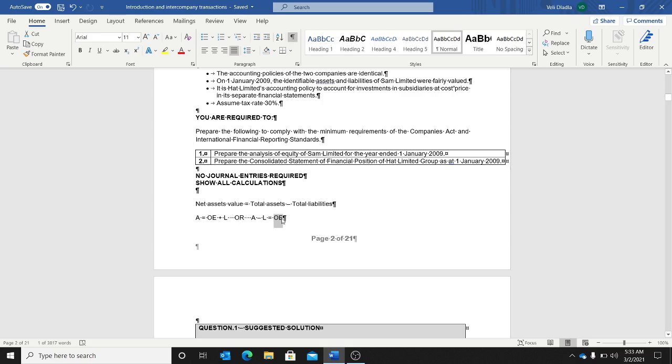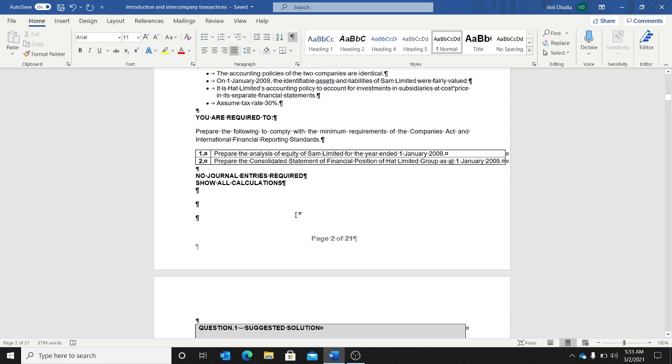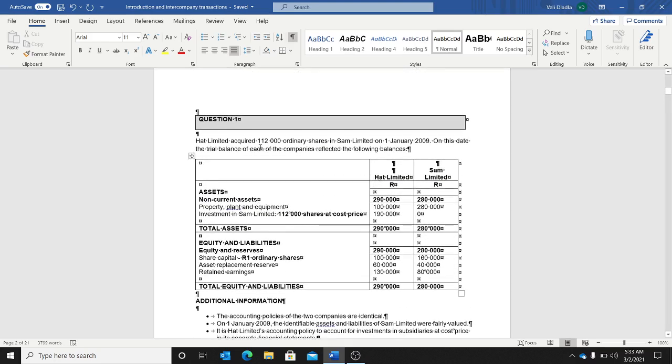So in a nutshell, when this company buys 70%, they are buying 70% of the equity of the company, right? That's what they're buying, because OE is owner's equity, 70% of it. So now, when this company is buying 70% of this one, HAT bought these shares of SAM.